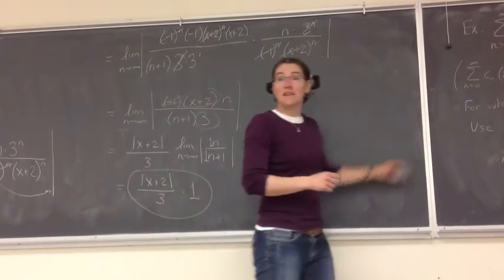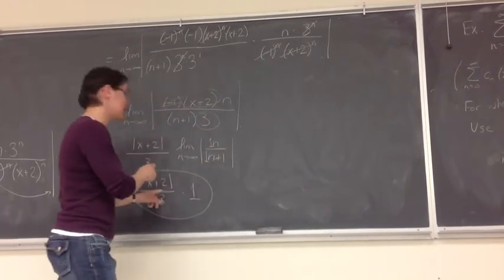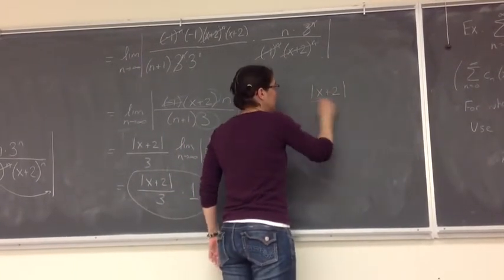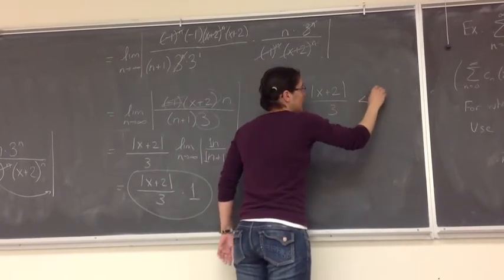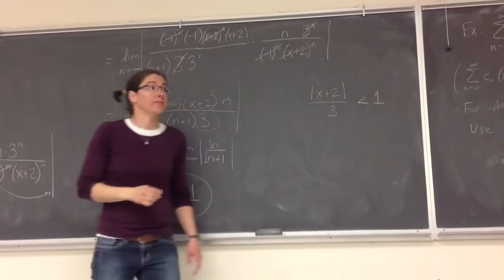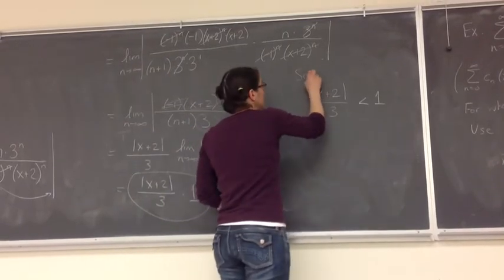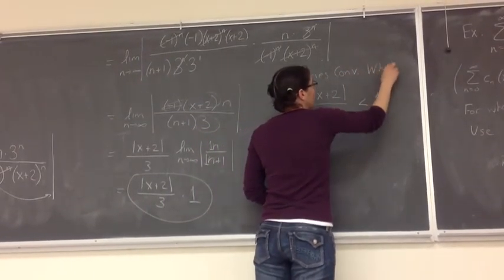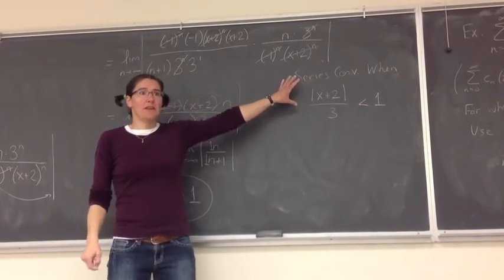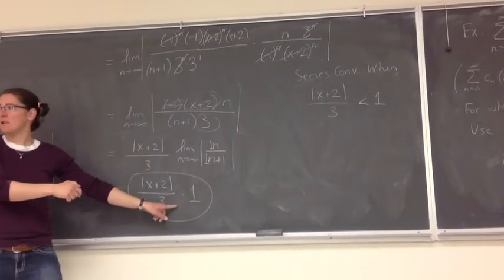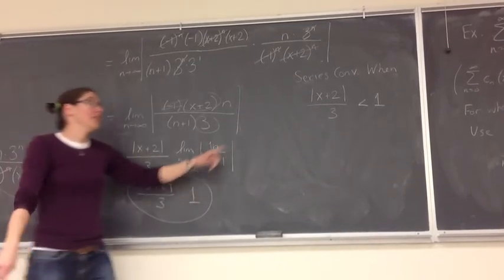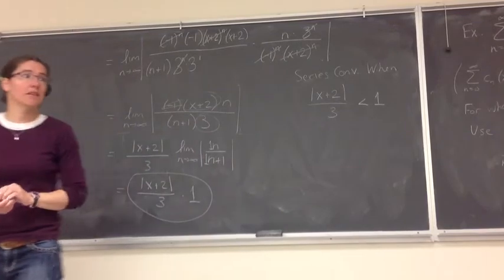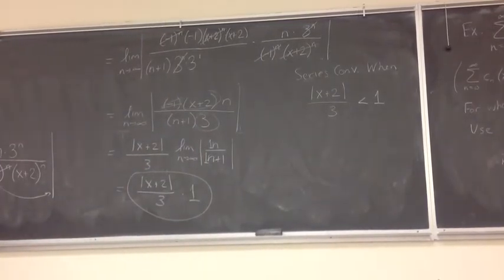Well, we're not going to set this equal to 0. We're actually going to set this expression, absolute value of x plus 2 over 3, to be less than 1. And so our series converges when absolute value of x plus 2 over 3, this is what we have right down here, is less than 1. And so we've got to solve this inequality for x. So, welcome to college algebra.